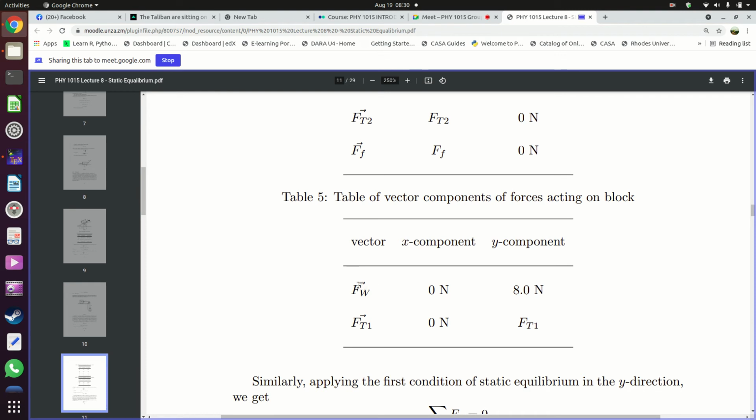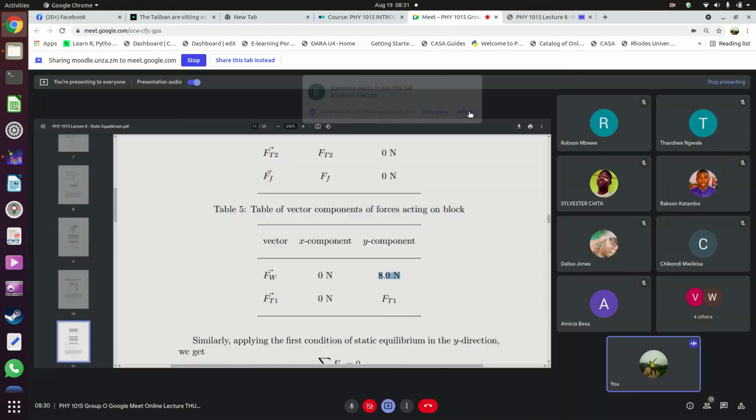So the weight of the object in this particular case is going to be the 8 newtons. So 8 newtons times cos. The angle of the weight from the positive x-axis is 270. So on top of this, you write 8 newtons cos 270. That's going to give you 0. Then on top of this, you write 8 newtons sine 270, that's going to give you minus 8 newtons. Are we clear?